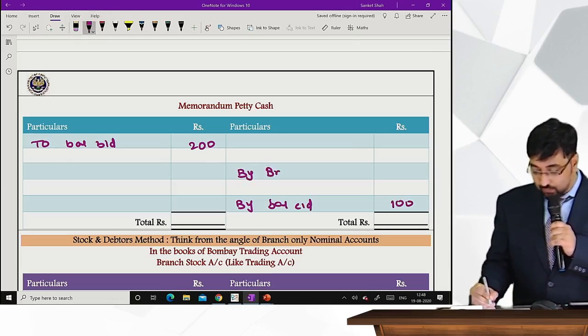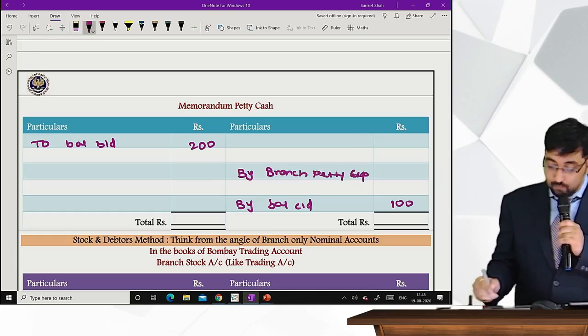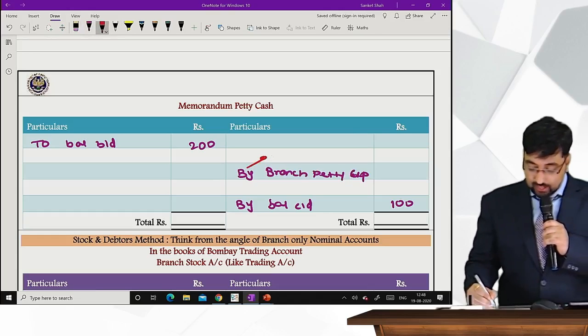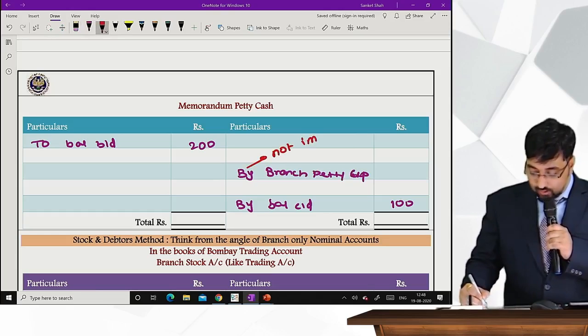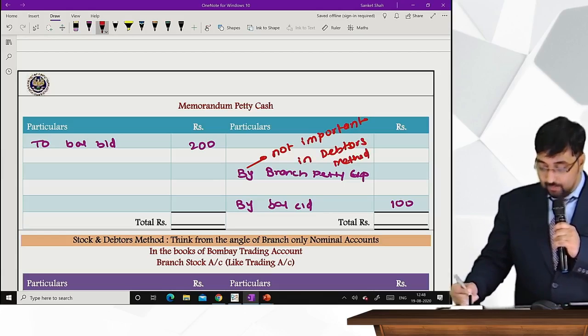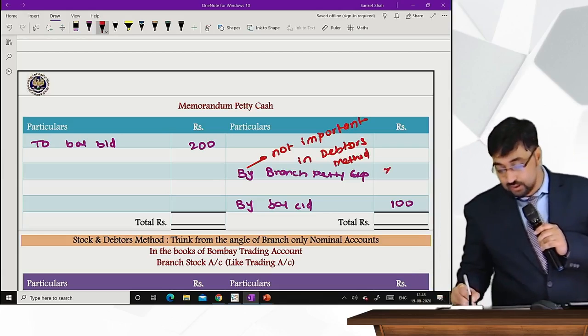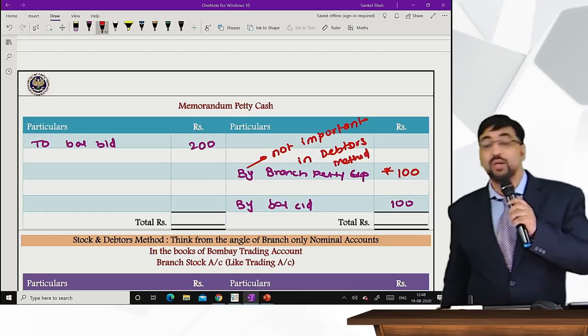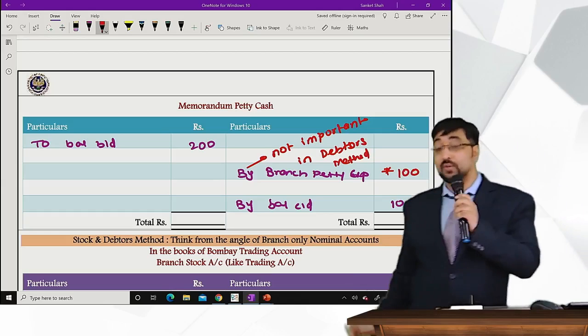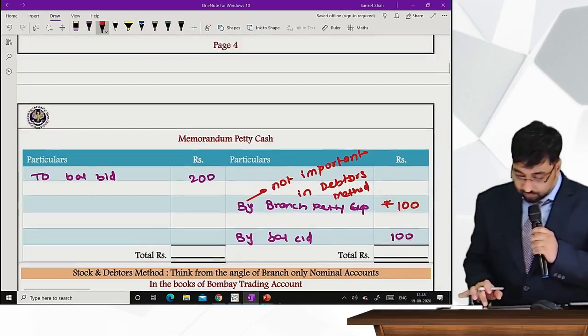So branch petty expense is not important in debtors method. Write down, not important in debtors method. This is important in stock and debtors method. Remember, this red pen adjustment is not important in debtors method. This balancing figure effect we are not going to give, because these are the expenses which are borne by branch. It's very easy. Okay.